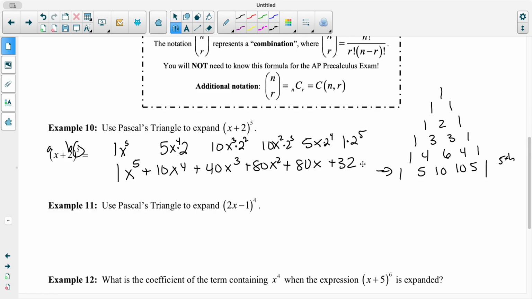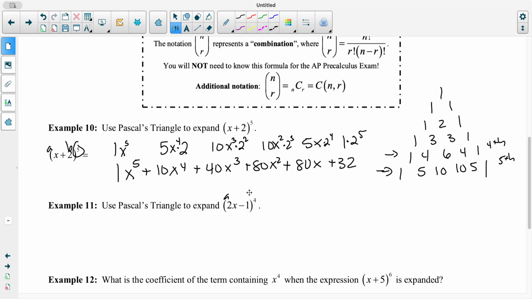And again, I'll show you on the last example, if I only want one specific term, I can actually do it from this because I only have to multiply that one piece out to get it. Okay, so let's try this one. We're going to the 4th, so I need my 4th row, right? Row 4, not row 0. Don't think of the top row as row 1. Remember, it's row 0 because anything to the 0 power is 1.